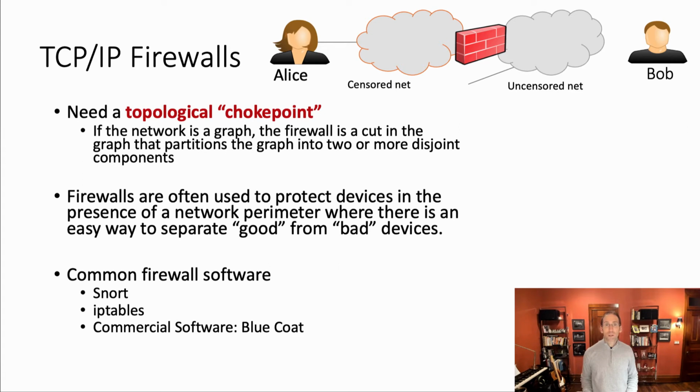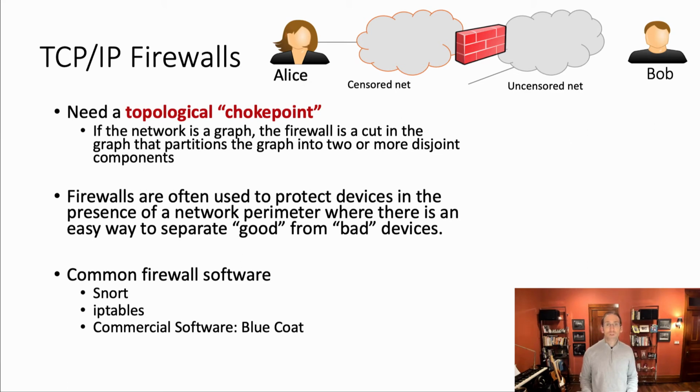A common mechanism for interfering with TCP/IP is through a so-called firewall, where 2 parties, Alice and Bob, may want to communicate with one another, but some device that's on path interferes with their communication. Performing this kind of interference on a large scale requires some kind of topological choke point. So if the network is a graph and we have a bunch of hosts on one side of the firewall and a bunch of hosts on the other side, we'd like to find the cut in that graph that has high conductance. In other words, we can make a cut or place the firewall at a particular point in the network that partitions a large number of censored hosts from the uncensored part of the internet.